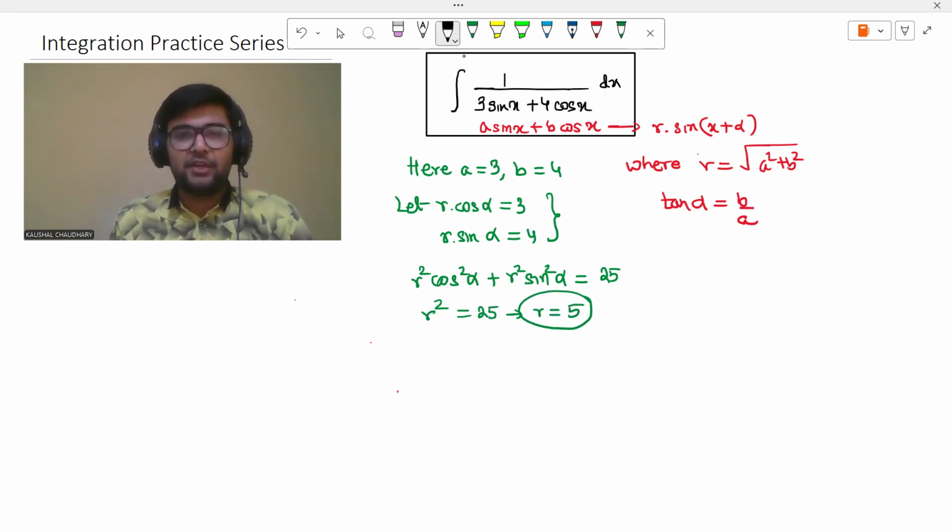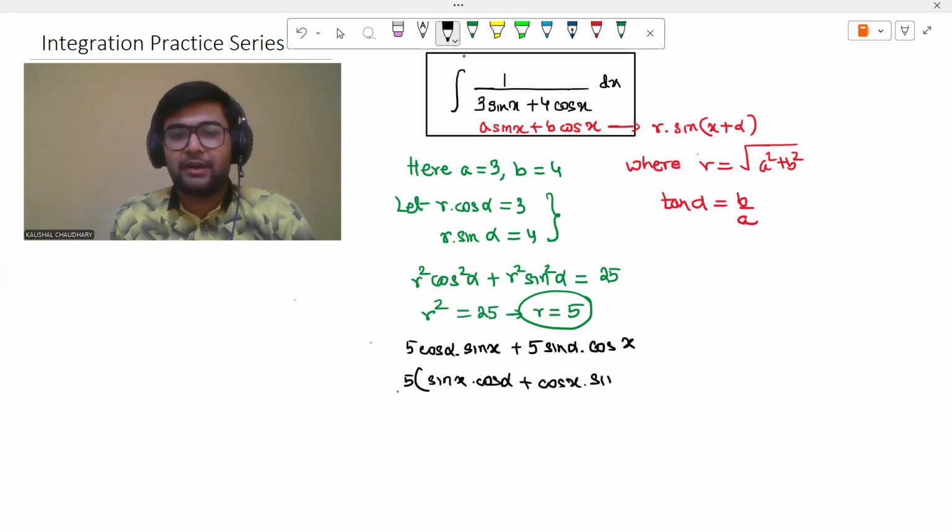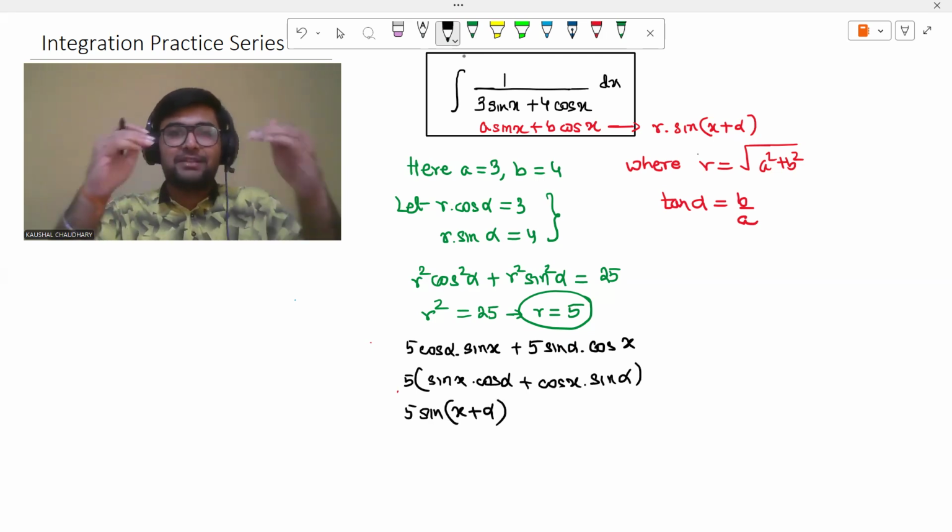After this, we can write the denominator 3 sin x plus 4 cos x as 3 was r cos alpha, means 5 cos alpha into sin x as it is, plus 4 can be written as r sin alpha, which is 5 sin alpha and cos x as it is. If you take out 5 common, you will get sin x into cos alpha plus cos x into sin alpha in the brackets, which is eventually sine of x plus alpha using the sine a plus b formula.